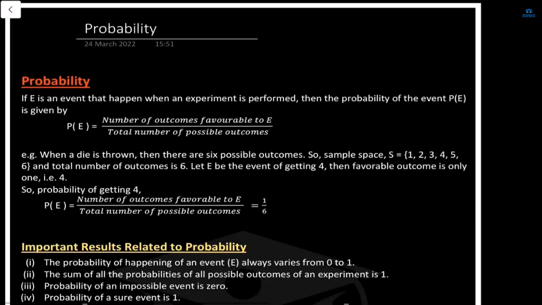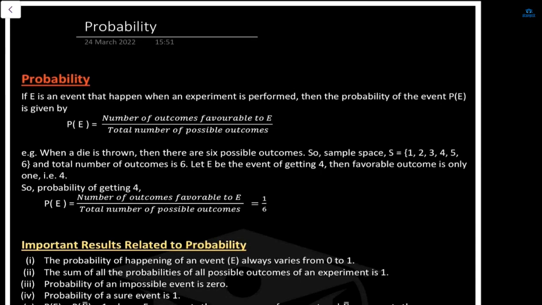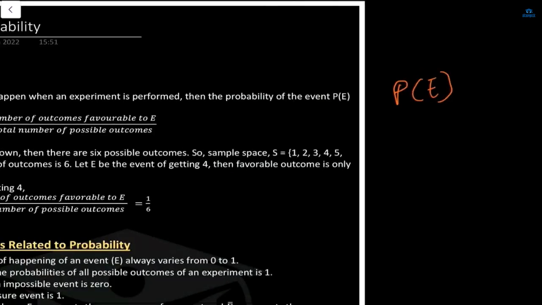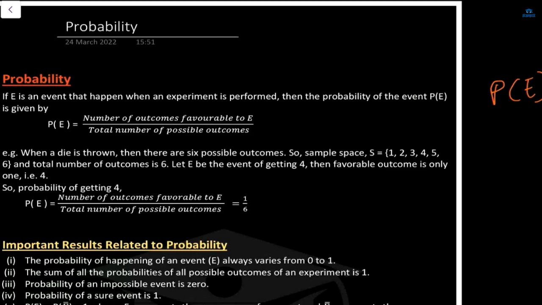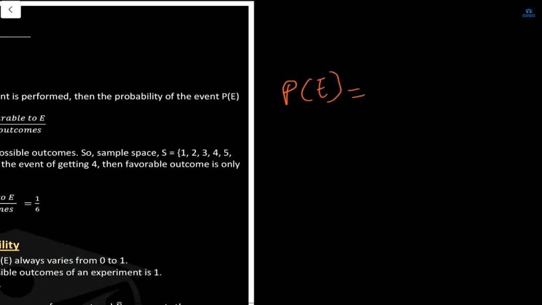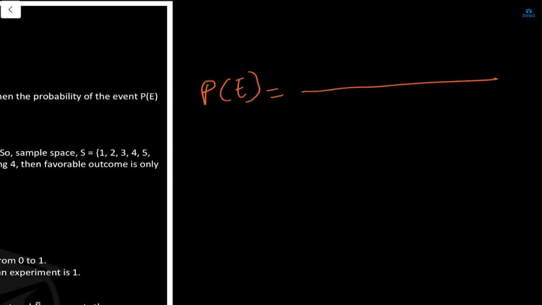Now comes the main thing, that is probability. What is probability? If E is an event that happens when an experiment is performed, then the probability of an event, which you represent with P and the event with E, so P(E), means the probability of an event, is given by the number of favorable outcomes upon the number of total outcomes.